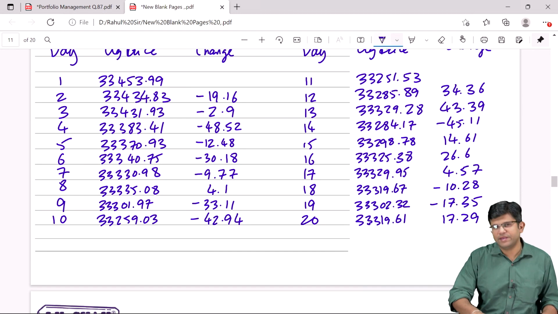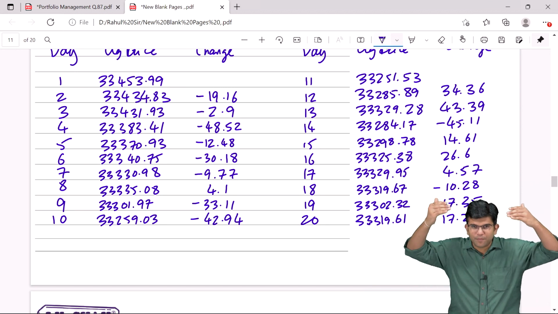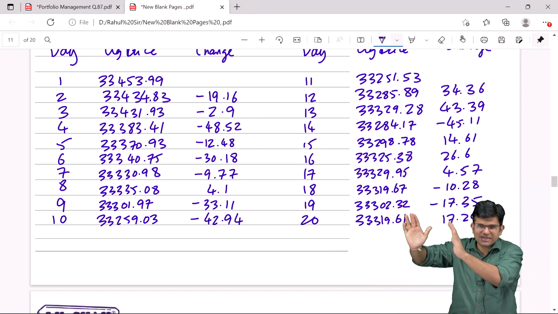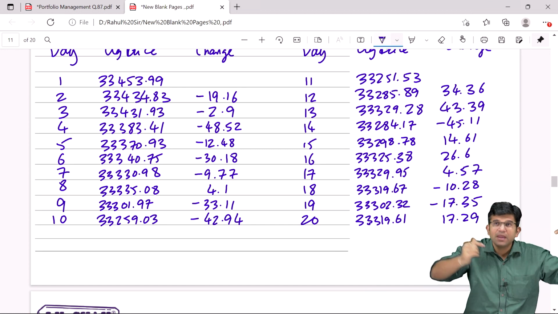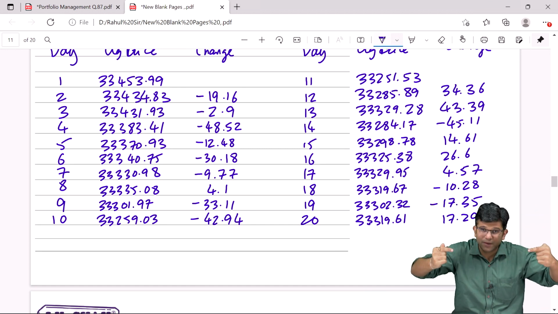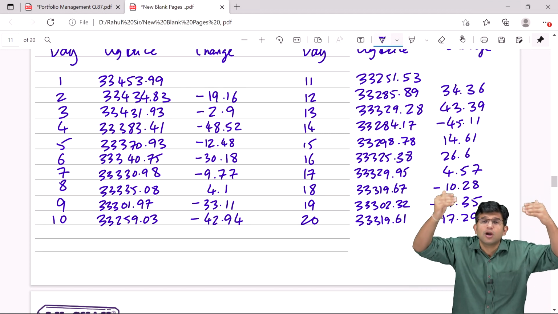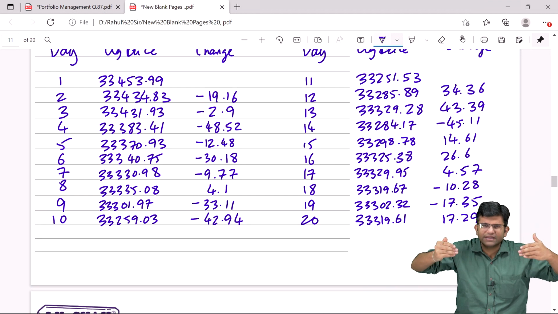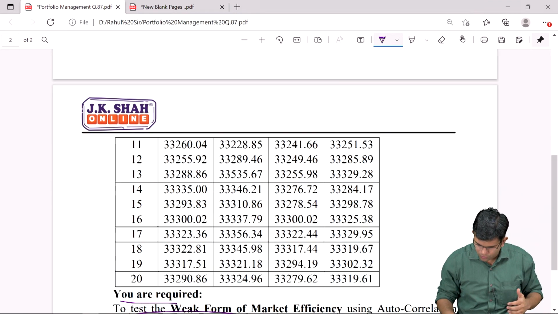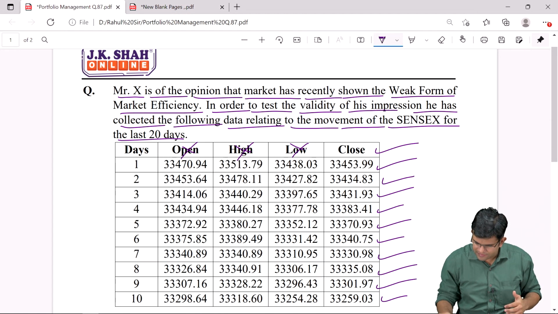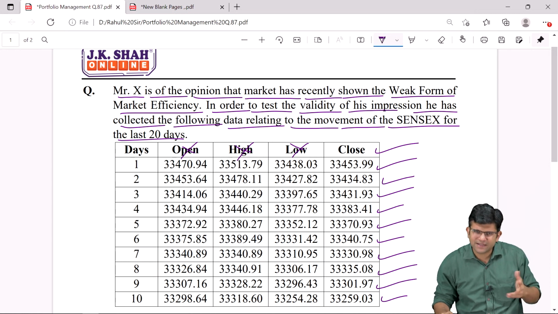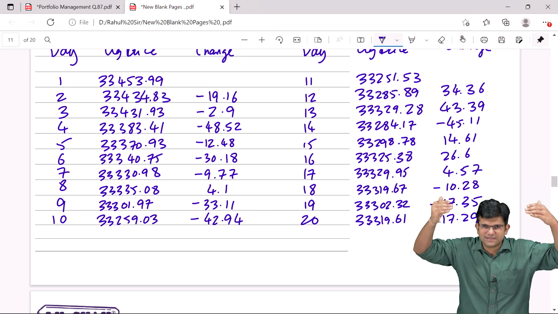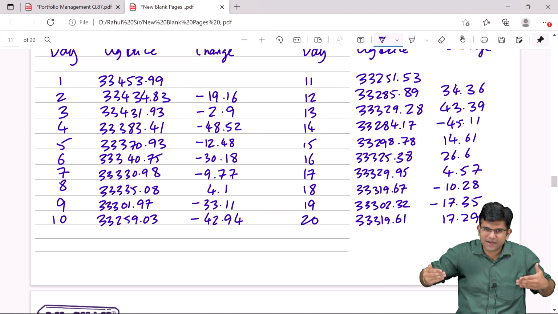Now what am I doing here? I just took the previous 20-day observations and cut them into two parts, the first 10 days and the next 10 days. And now I'm analyzing the share price movements, basically the stock market movements. Here it is the Sensex, right? They have given you here that they are analyzing the movement of the Sensex. It's basically the share market points. So can you see that the Sensex has been moving in each of these 10 days?